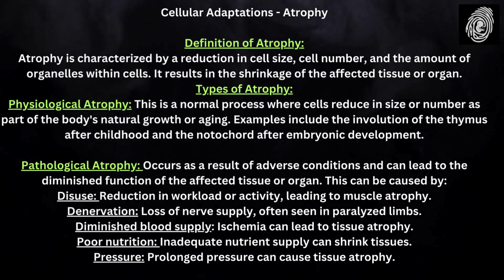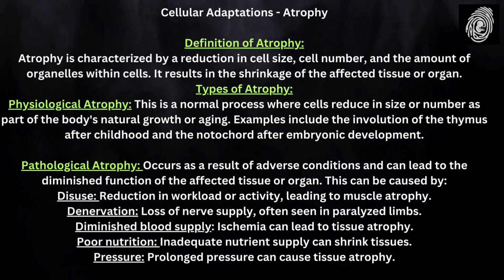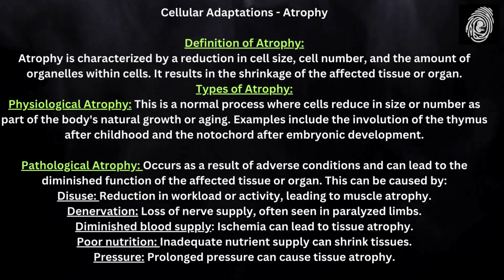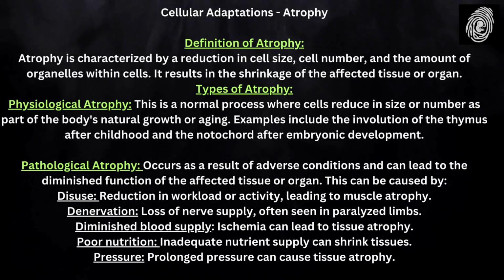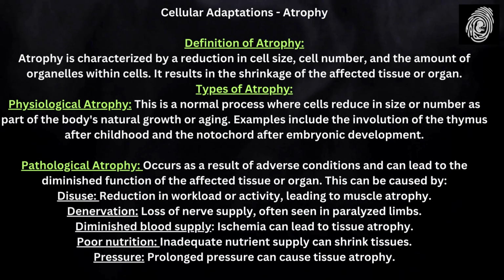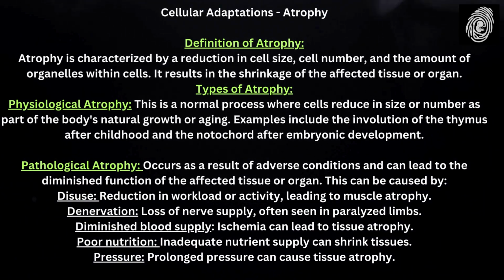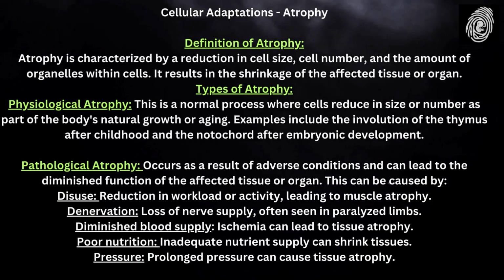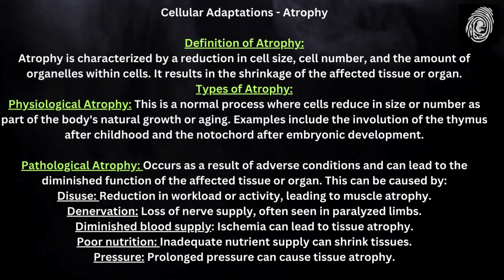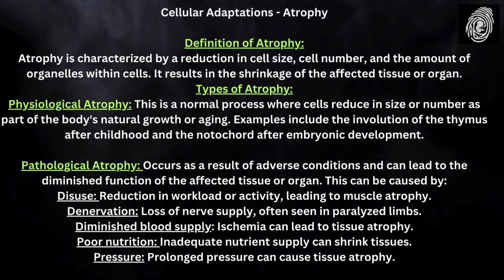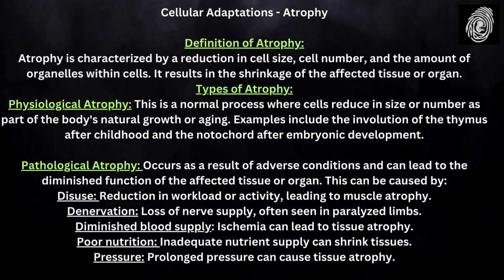2. Pathological atrophy. Occurs as a result of adverse conditions and can lead to the diminished function of the affected tissue or organ. This can be caused by disuse, reduction in workload or activity, leading to muscle atrophy. Denervation, loss of nerve supply, often seen in paralyzed limbs. Diminished blood supply, ischemia can lead to tissue atrophy. Poor nutrition, inadequate nutrient supply can shrink tissues. Pressure, prolonged pressure can cause tissue atrophy.